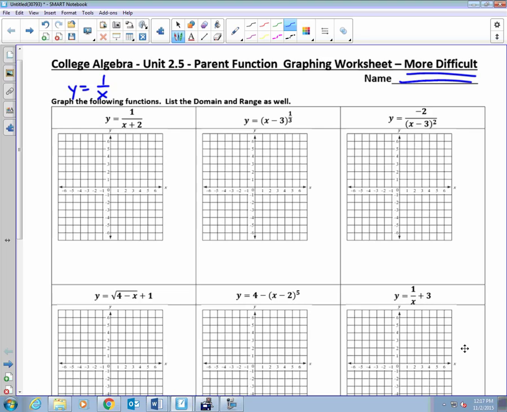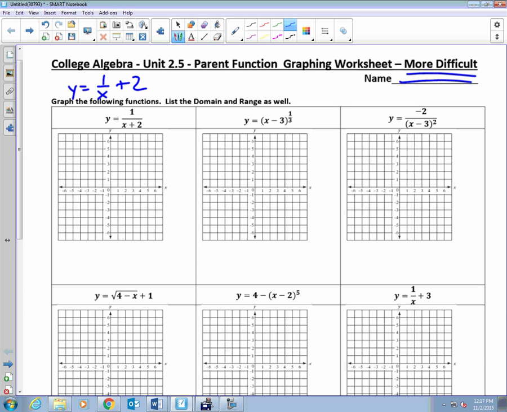All right. So y equals 1 over x is the parent function for this graph. The question is, what is 1 over x plus 2? Is that going to be a horizontal shift or a vertical shift? If you remember anything from Friday, what I want you to remember is this. If it's on the inside, it's horizontal. If it's on the outside, it's vertical. Is this on the inside or outside? Inside. If it was on the outside, it would look like that.